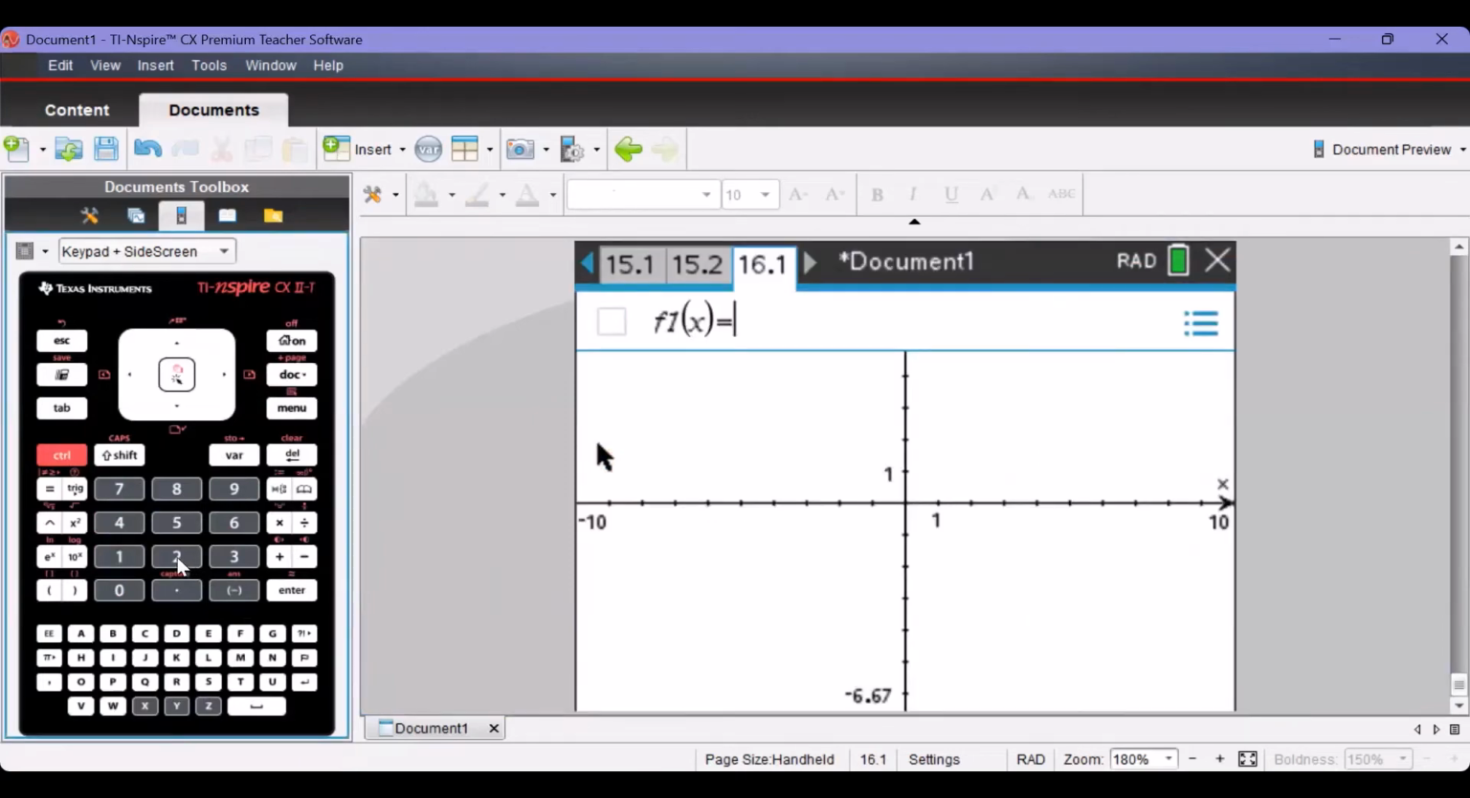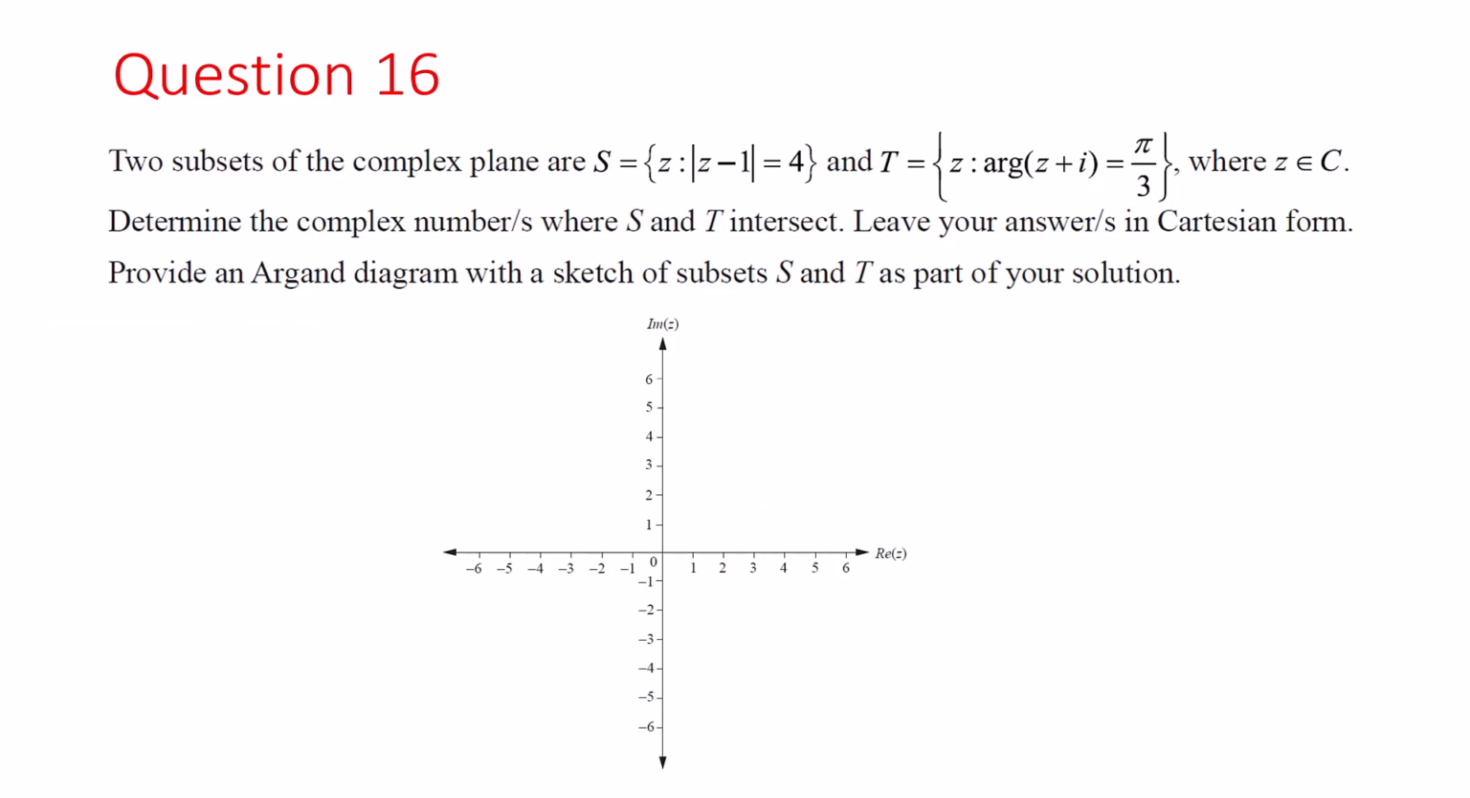Now in this question, we're given 2 subsets of the complex plane. S is a circle of radius 4 with center (1, 0). T is a half line, or ray, starting at but not including (0, -1), and it makes an angle of pi on 3 with the positive direction of the real axis. So our 2 Cartesian equations are (x - 1)^2 + y^2 = 16, and y = root 3 (x - 1), where x is greater than 0.